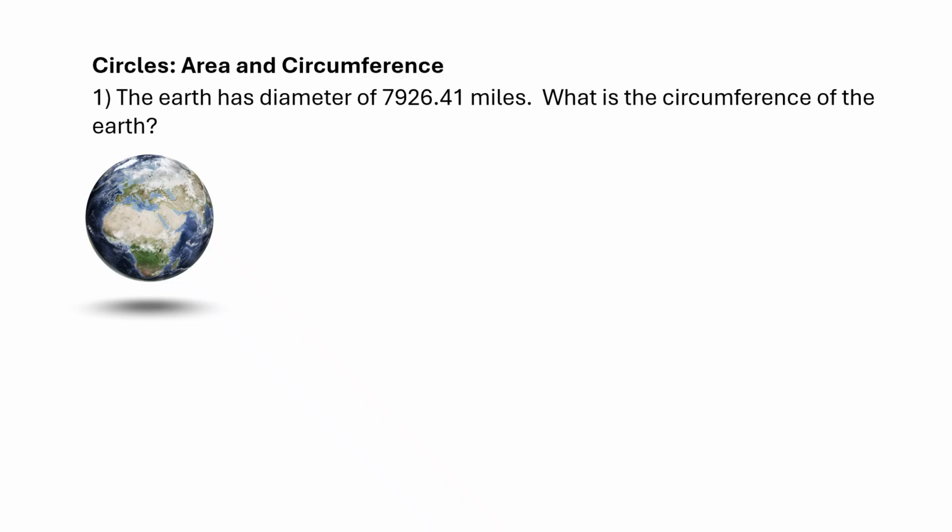Read the problem. Pause the video to give you time to solve it on your own. Resume the video when ready to check your answer. So we're being asked to find the circumference of the Earth. What were we given? Just the diameter. Remember the formula? C equals pi times diameter.